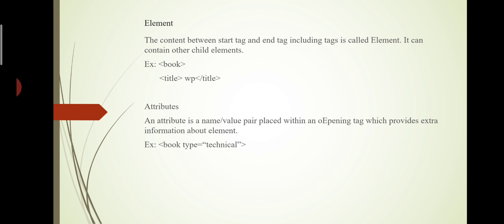And coming to the attributes, an attribute is nothing but extra information provided to the element. It is a name value pair placed within an opening tag which provides extra information about the element. Here, book is one tag, type is an attribute for the tag book, and technical is the value provided for the type attribute. And make sure that all the values of the attribute are enclosed within double quotation marks.